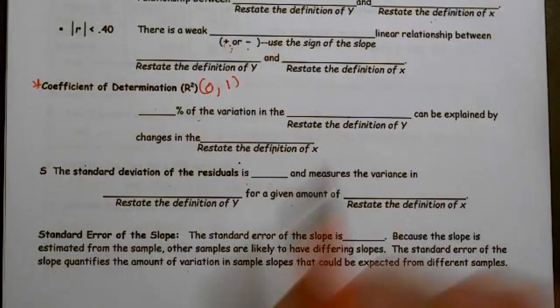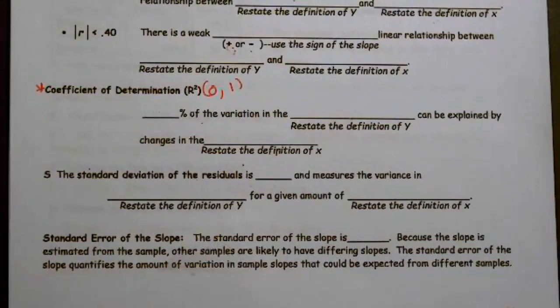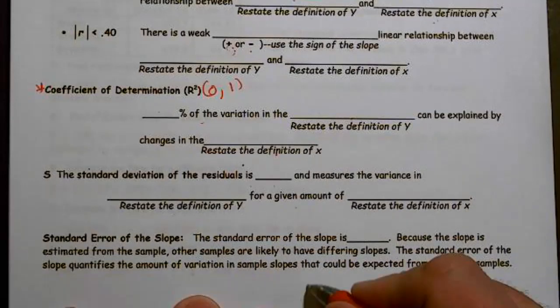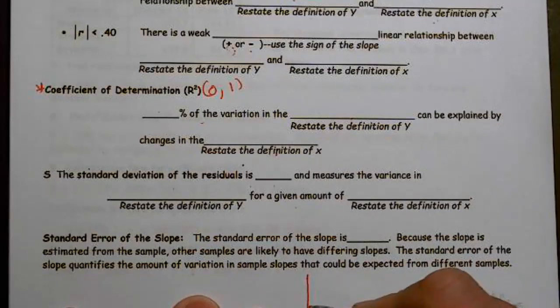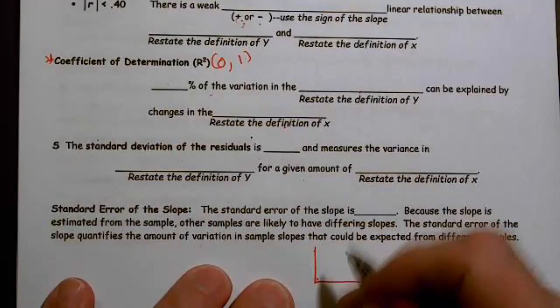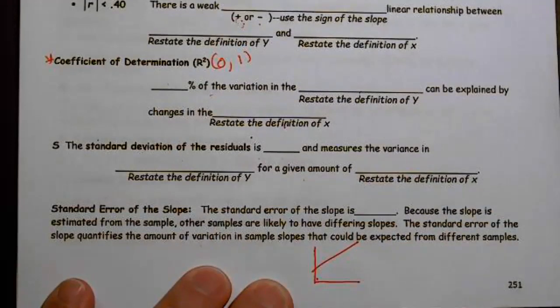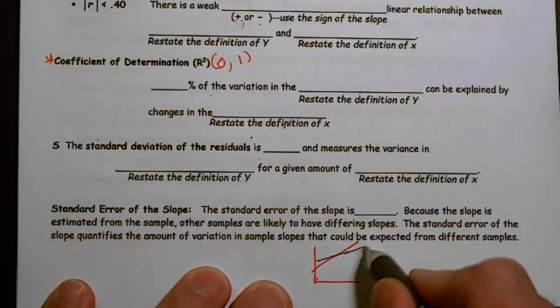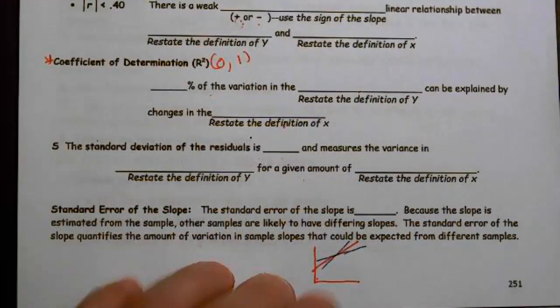The long one, the standard error of the slope. This will be some calculated value that they will give you. Because the slope is estimated from the sample, other samples are likely to have different slopes. The standard error of the slope quantifies the amount of variation in the sample slopes that can be expected. So in other words, you may have calculated a slope that looked like this, but because it came from a sample, maybe your slope really goes like this, or maybe it really goes like this. And the standard error just tells you how much that slope may vary by.